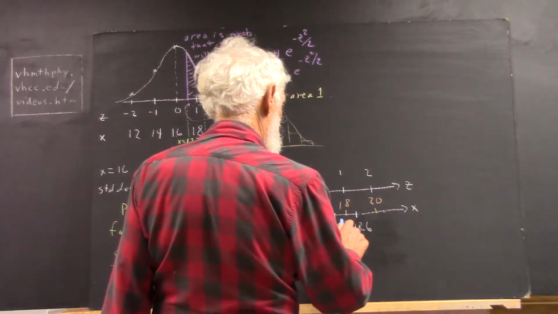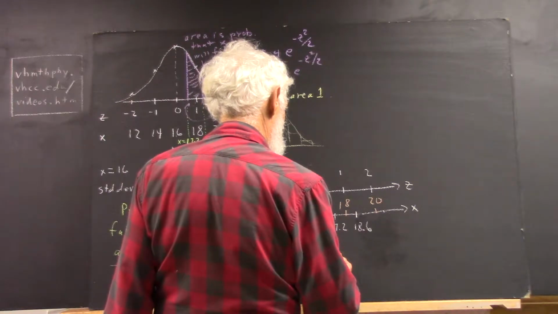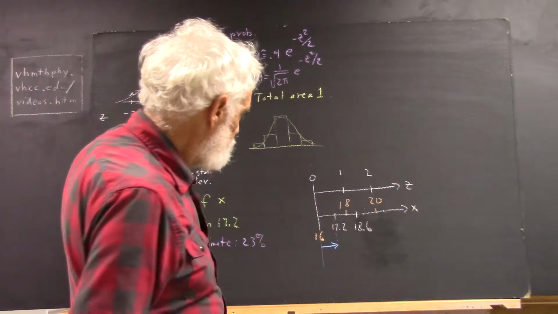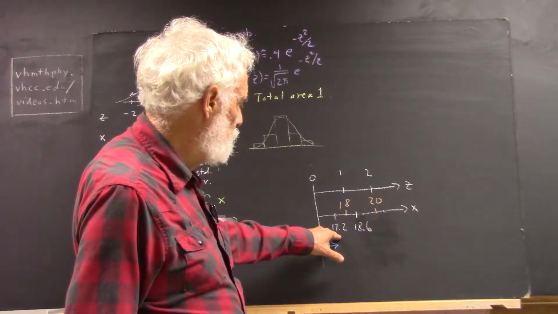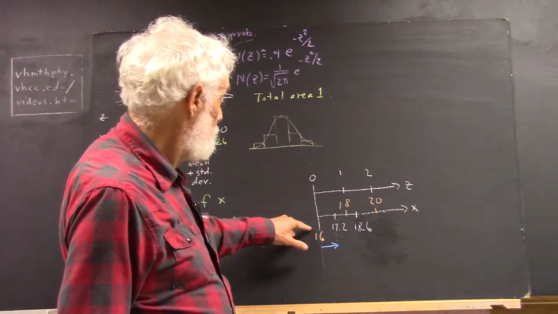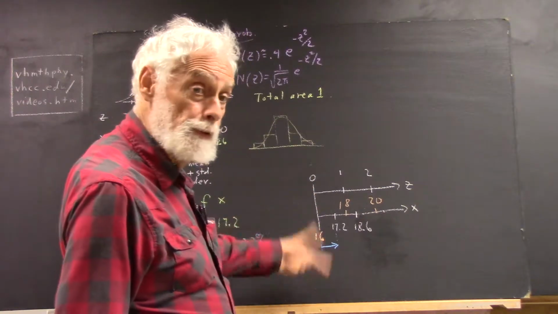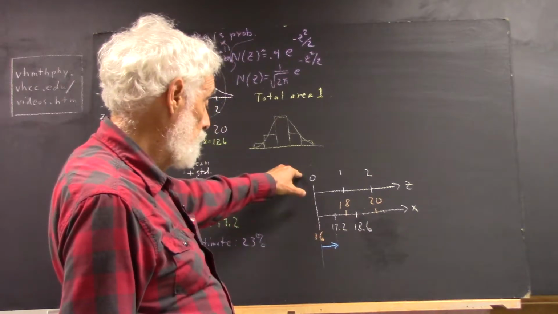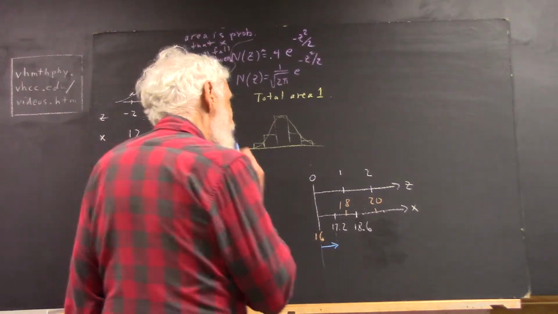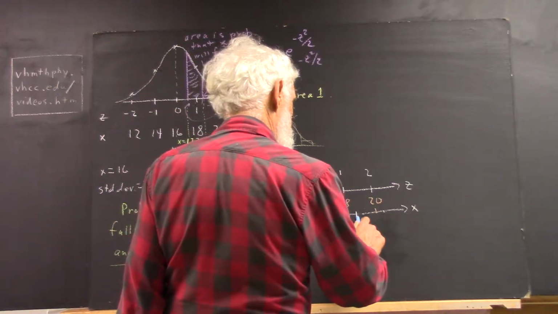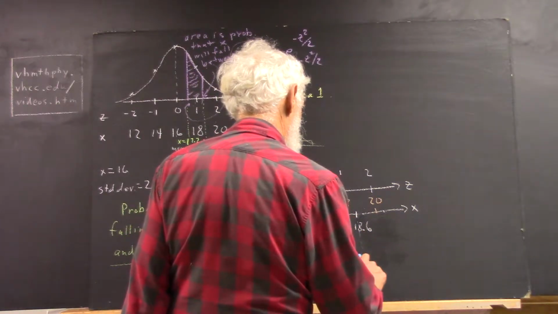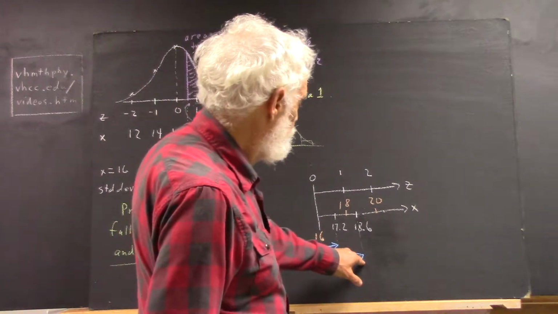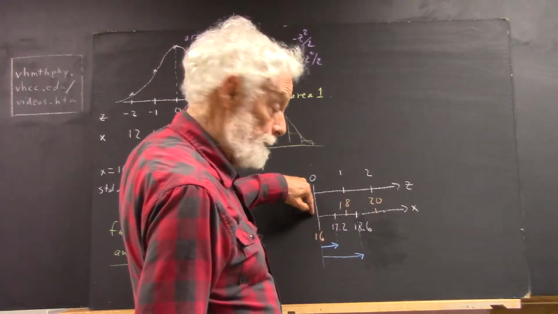Well, if I draw an arrow from here to here, then that's how far 17.2 is from the axis of symmetry, if you like, or the mean value, which for x is 16, for z it's 0. Okay? Then the 18.6, I could draw an arrow. And this arrow shows us how far this number is from the mean.